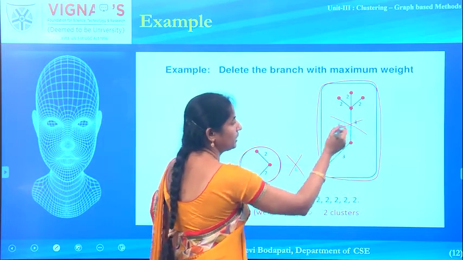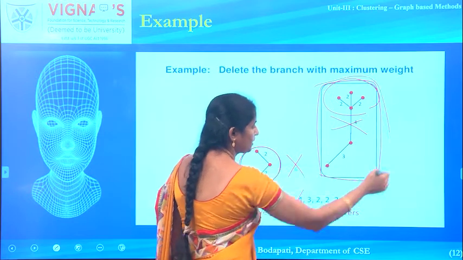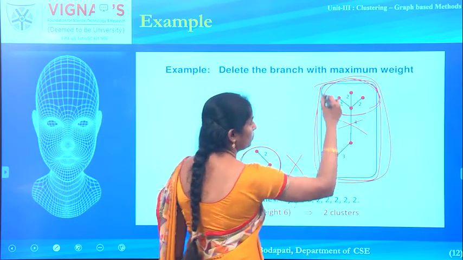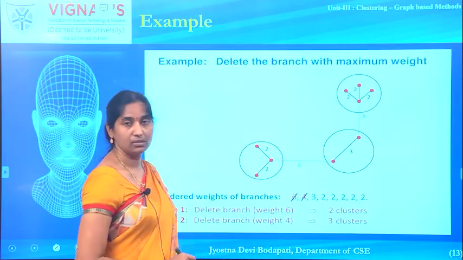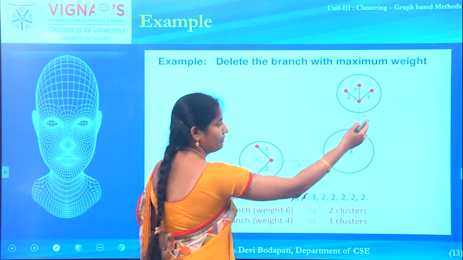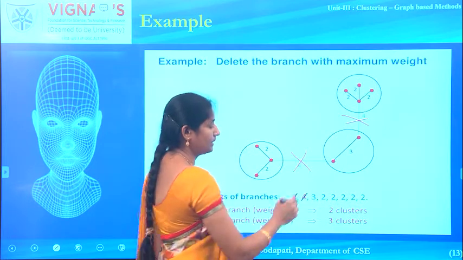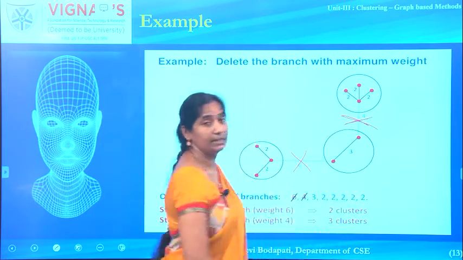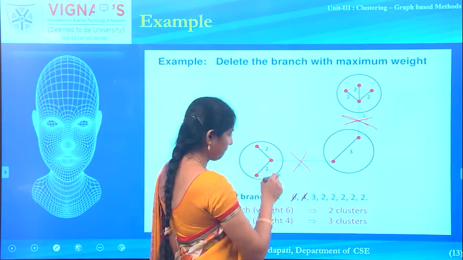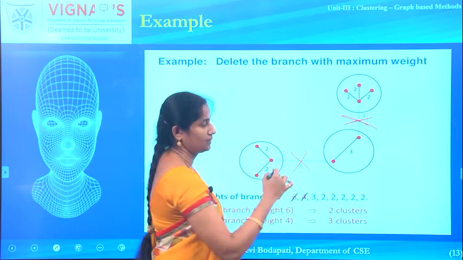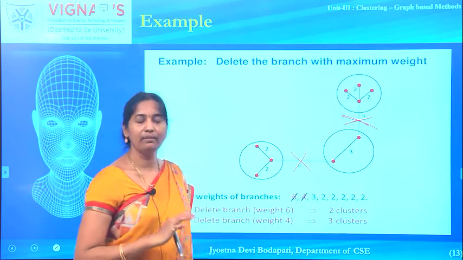So, if you remove this edge, this single cluster will be split into this cluster and this cluster. Again, you are forming 2 different clusters, right? So, 2 different clusters will be formed when you first delete this, then the next highest you delete this. So, that is how you can form 1 cluster, 2 cluster and the 3rd cluster. So, you have 3 clusters now.